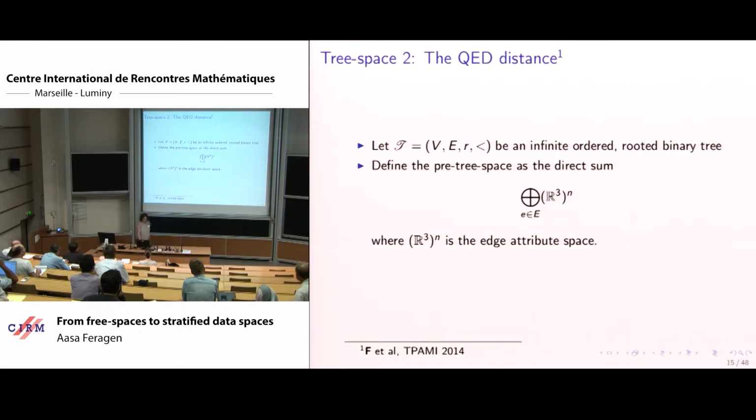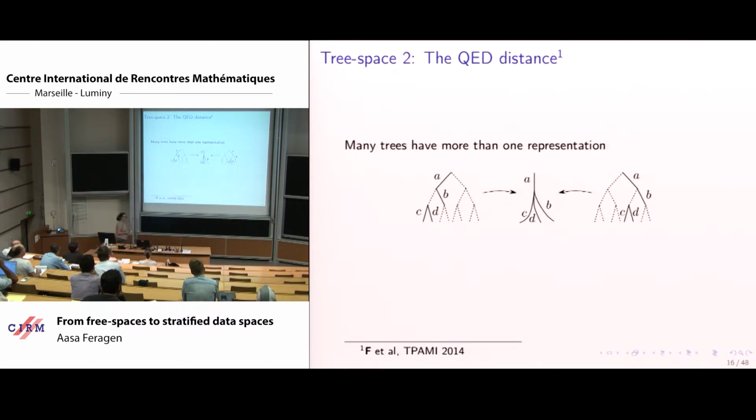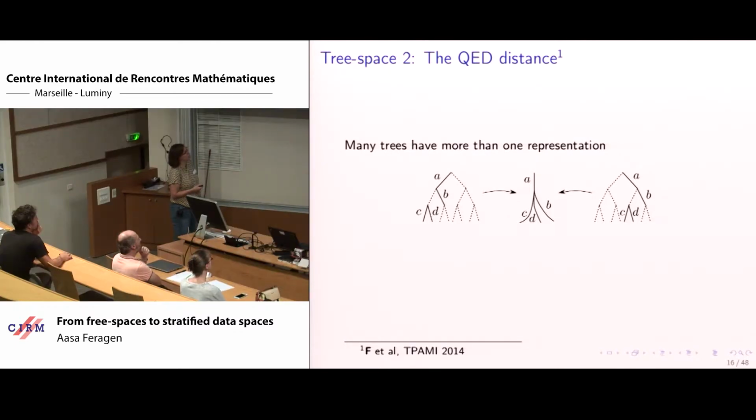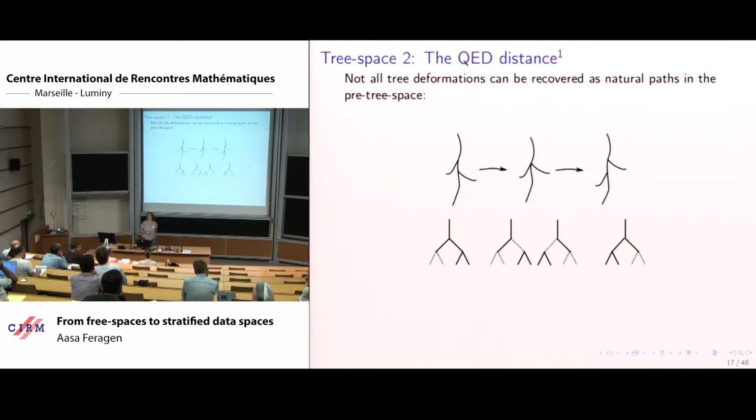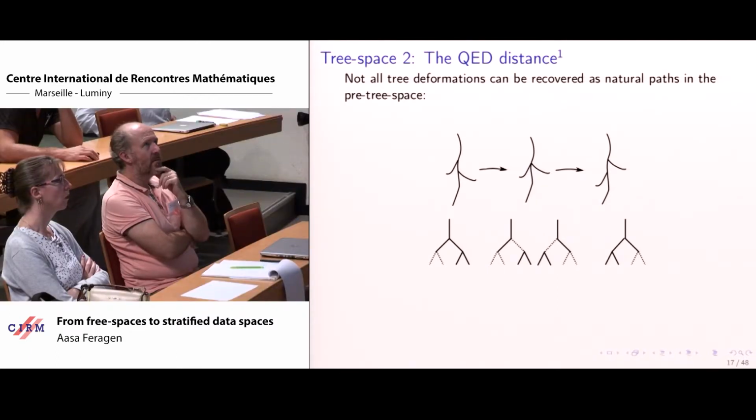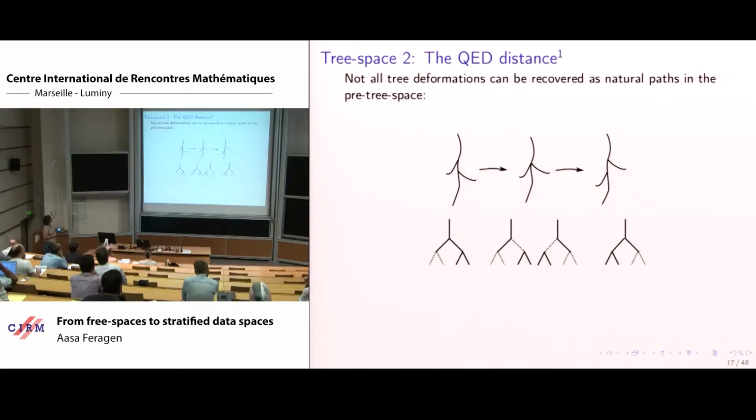But it is not your final tree space because, for one thing, many trees have more than one representation, which is not practical. So here, if you imagine contracting all the dotted line edges, you end up with something looking like this, and the same thing if you go from here up there. So these trees have more than one representation. This in particular means that some of the natural deformations between trees that you could imagine are not represented as paths in the pre-tree space.